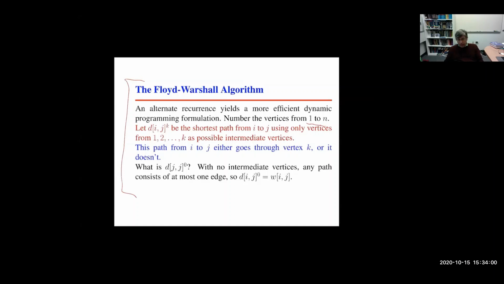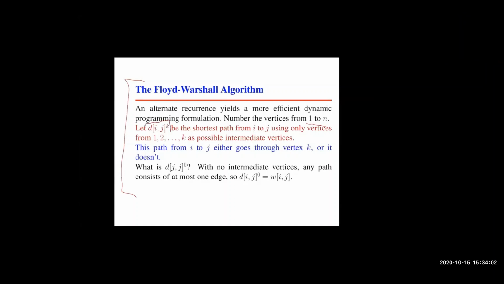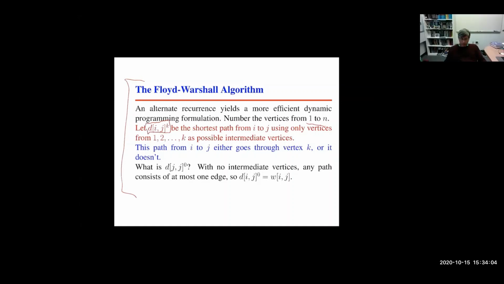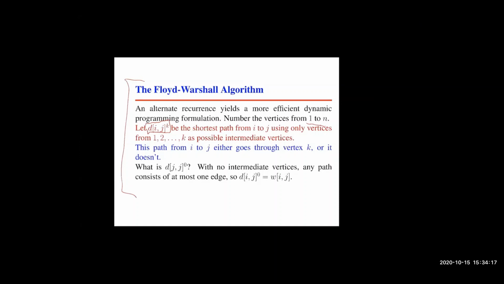Let D_ij raised to the k be the shortest path from i to j using only vertices from 1 to k as intermediate vertices.